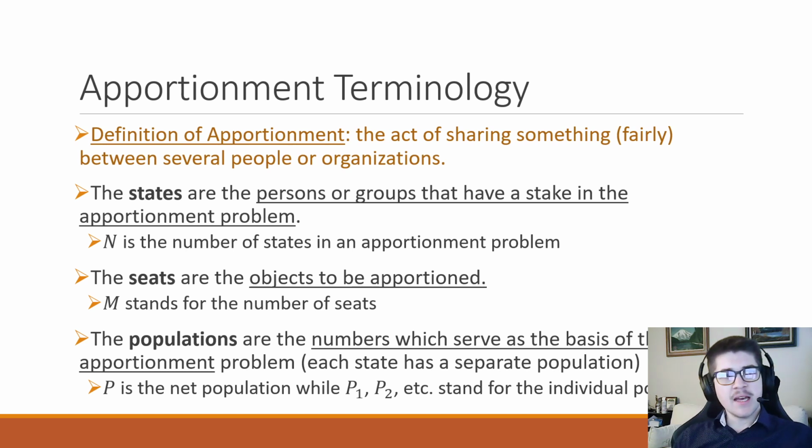But basically, to start off with, what is apportionment? It's the act of sharing something fairly between several people or organizations. So like in the parking space example, we wanted to share a particular number of parking spaces between a bunch of different organizations, groups, or sometimes individuals. And that example would be the different brackets: faculty, staff, students, visitors, etc.